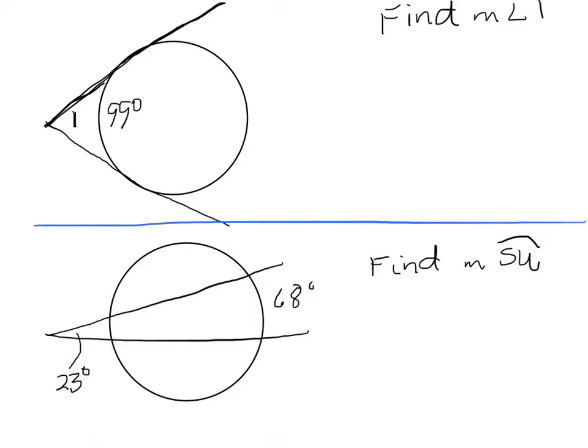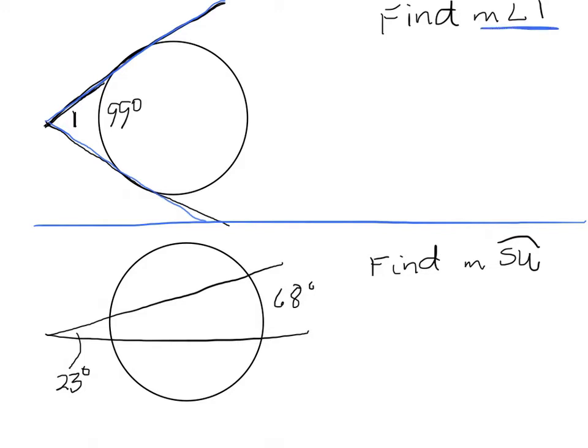So here's a couple of problems. Take a moment to copy them down, and then let's work through the solution. See if you can do it on your own just based on the theorems. Okay, now that you're back, let's look at these problems. The first thing that I see is that I have two tangents. I have a tangent here and a tangent here, and therefore I want to find the measure of angle 1.